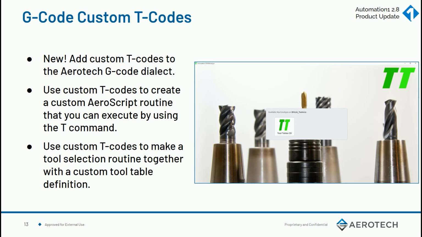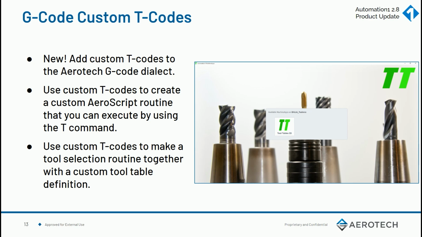Also new in 2.8 is G-code custom T codes. Really happy with the way we implemented this feature in the controller. You can now add custom T codes to the Aerotech G-code dialect. And that's a very simple thing, but it's a very powerful thing. That means the Aerotech G-code can act even more like a full CNC controller.